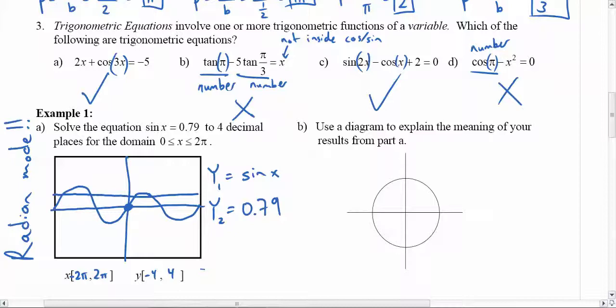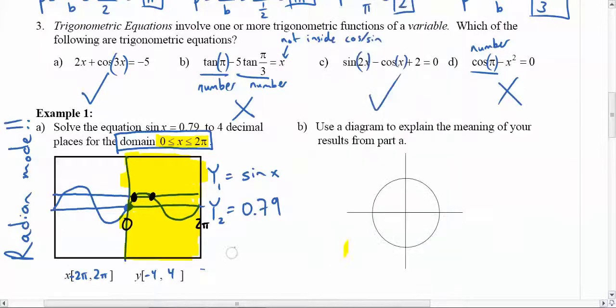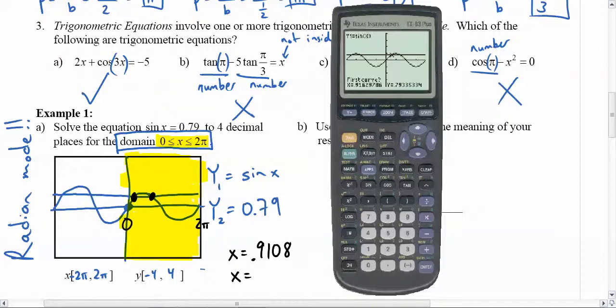4 in this window. Now, the question is saying that the domain is 0 to 2 pi. So what that means is I only want to look for the answers when x is between 0 and 2 pi. I only want the answers here. So how many answers are there from 0 to 2 pi? 2. There's 2 crossing points. So here's 0, here's 2 pi. So let's find out those crossing points. Calculate intersection, enter, enter, enter. X is 0.9108. Calculate intersection, go close to the answer, enter, enter, enter. X is 2.2308.